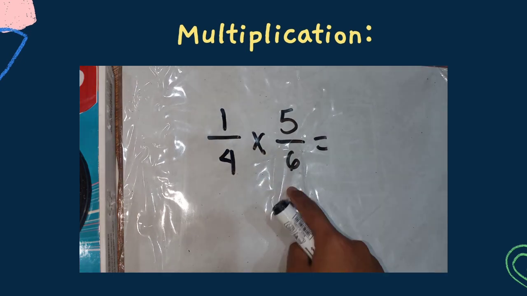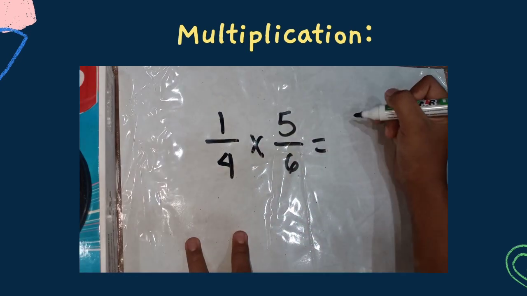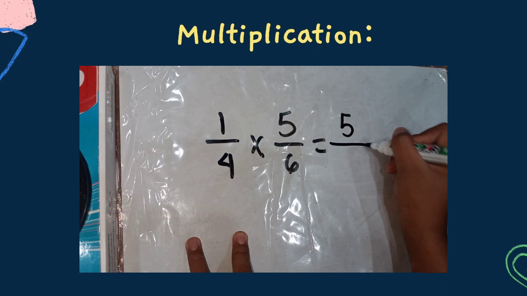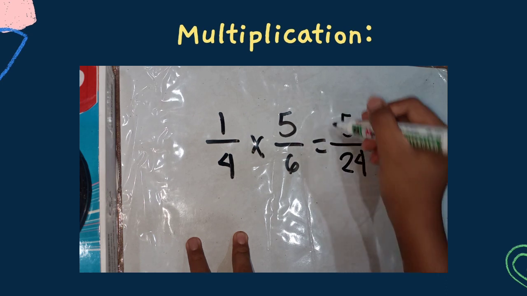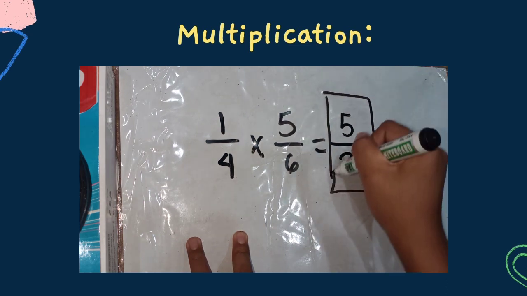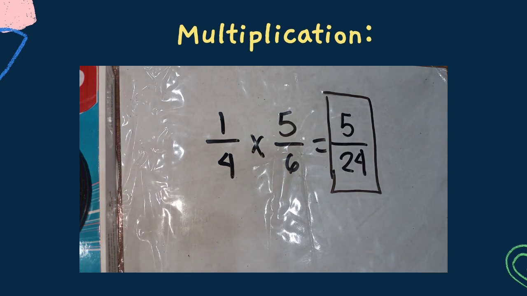Next, let's solve 1 over 4 times 5 over 6. Let's just repeat what we did earlier. 1 times 5 is equal to 5 and 4 times 6 is equal to 24. That's our final answer since there's no simpler form than that.